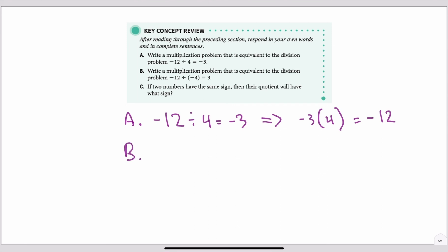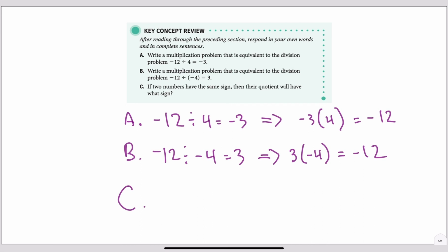B. Write a multiplication problem equivalent to the division problem, negative 12 divided by negative 4 equals 3. Just remind yourself when you're dividing two negatives, it's a positive, because if you were to write the equivalent multiplication problem, you'd still have a true statement. And C, the grand finale here. If two numbers have the same sign, then their quotient will have what sign? Their quotient will have the positive sign.